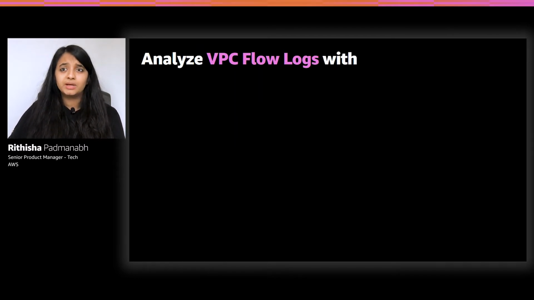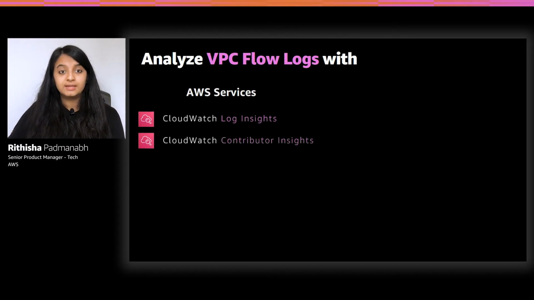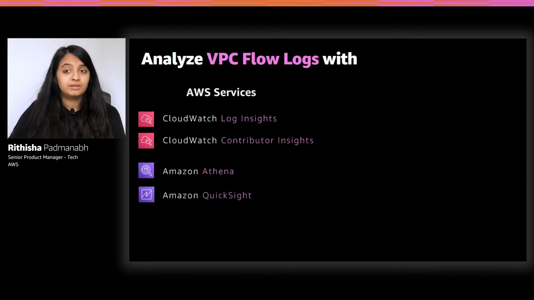Let's take a quick look at what some of these downstream solutions actually are. For logs delivered to CloudWatch Logs, you can use CloudWatch Logs Insights or Contributor Insights to visualize time series of your flow log data. For flow logs delivered to S3, you can either use Amazon Athena or you can visualize it using QuickSight, both of which is something that I'll be demonstrating shortly. Or you can process your flow logs through something like Elasticsearch and then visualize it through Kibana.